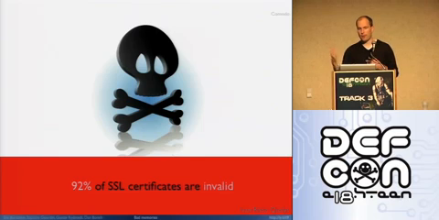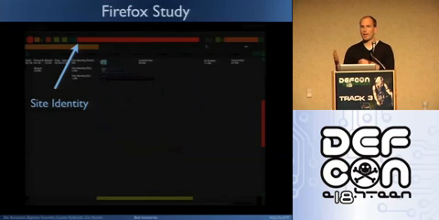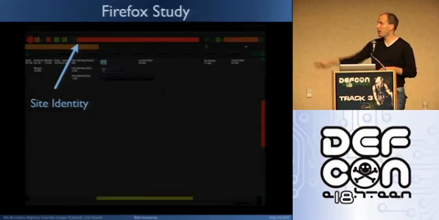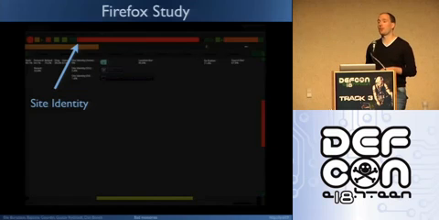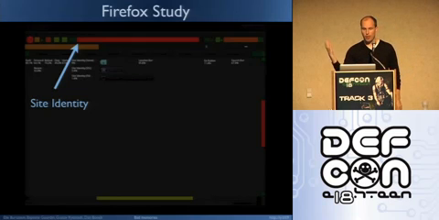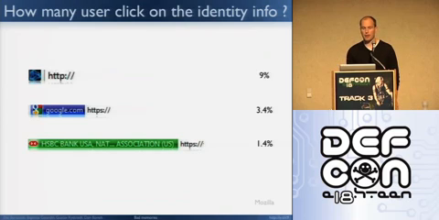Same thing if you think that the positive warning, like the site identity, gives any idea and the user will pay attention to it. This is a Firefox study for Firefox 4. It's a heat map of where users are clicking. The one you don't see is the one where you have the HTTPS information. No one is clicking on it. So positive warnings don't work either. This is a more detailed stat. And actually, the more expensive the SSL certificate becomes, the less people are clicking on it.